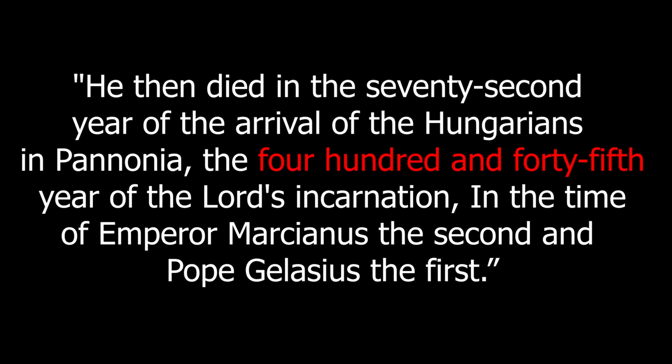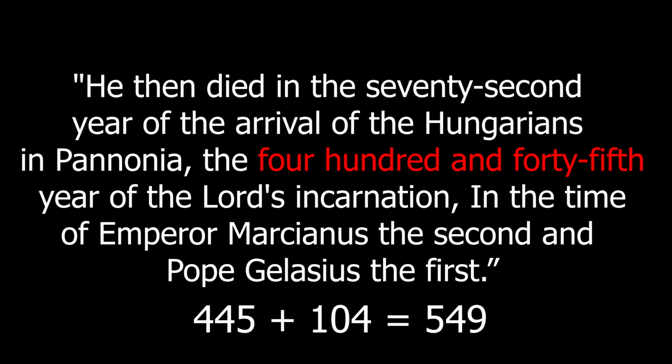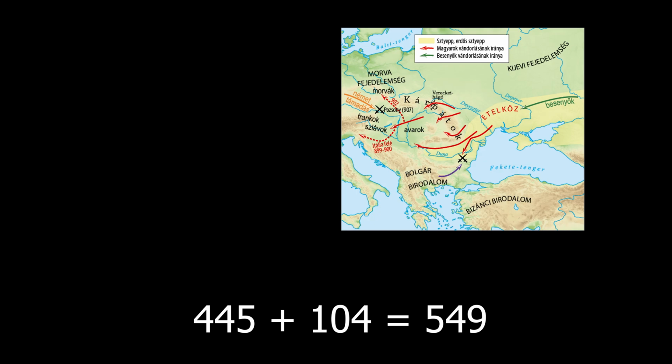From what Culti Mark writes, another date for conquest of the Carpathian Basin can be derived. Culti puts the year of Attila's death at 445. He then died in the 72nd year of the arrival of the Hungarians in Pannonia, the 445th year of the Lord's incarnation, in the time of Emperor Marcinus II and Pope Gelasius I. If the conquest or second arrival takes place 104 years later, we get 549. Did anything interesting happen in 549 that is in any way, shape, or form resembling the second arrival?